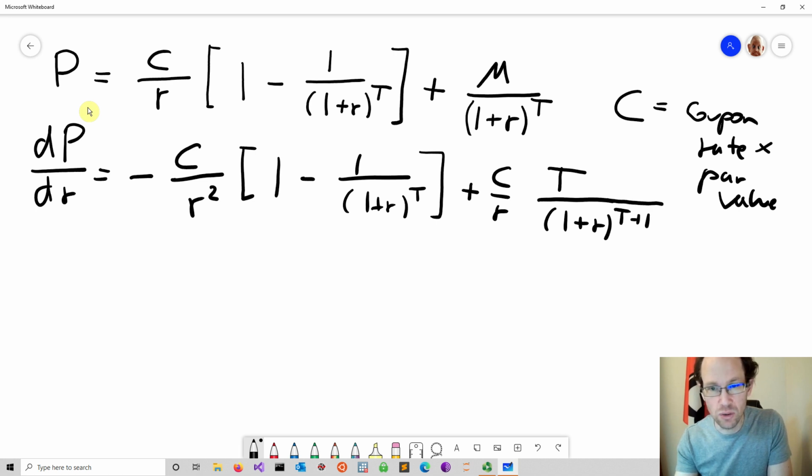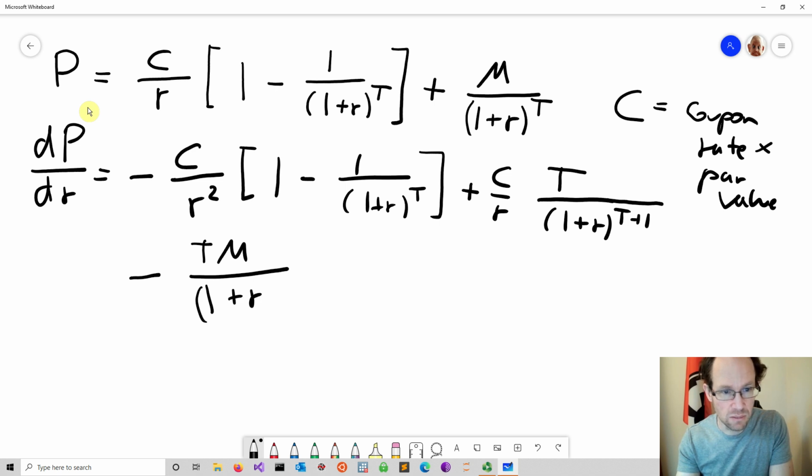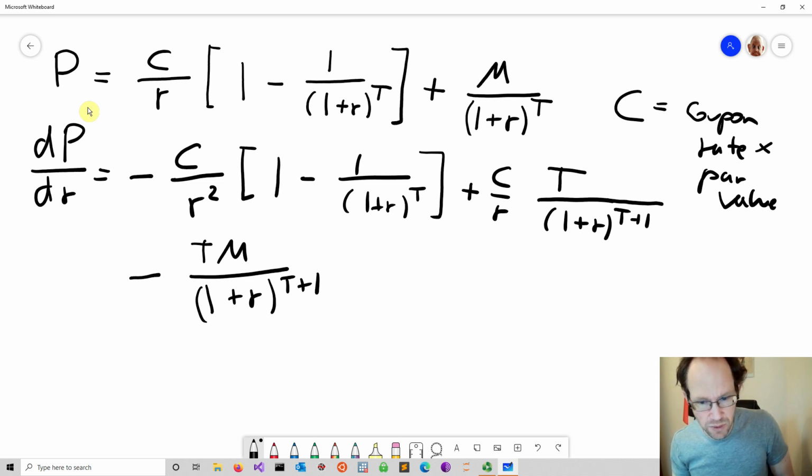And here, of course, we note the fact that this minus goes because we have minus 1 times minus 1, so that should be correct. And then we have the final term, which is our term with the principal amount. So here we get minus T M and then 1 plus R to the power of T plus 1. So looking at that, I think this looks reasonably solid. So we have derived our first derivative.